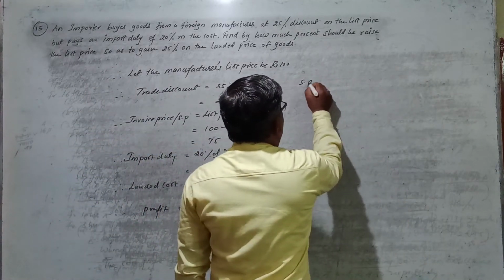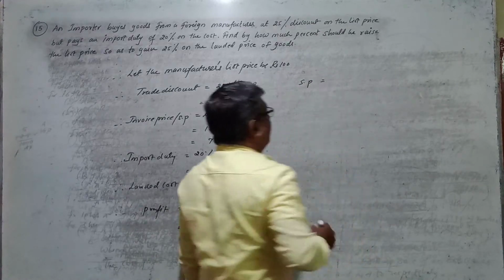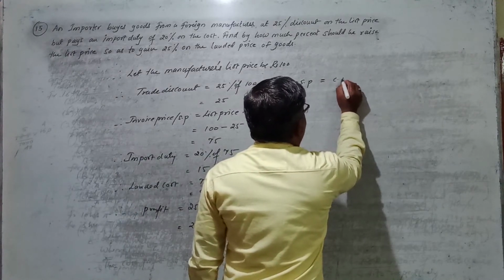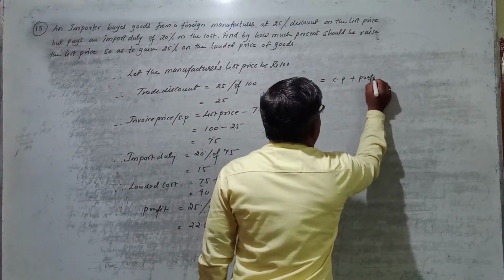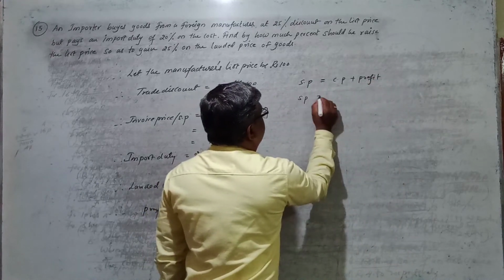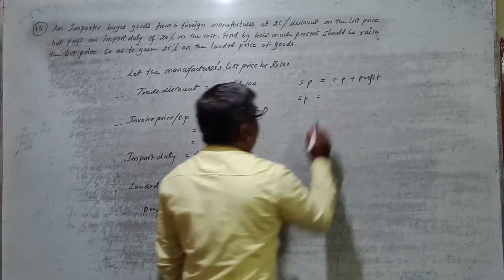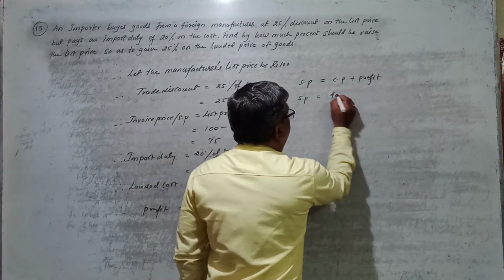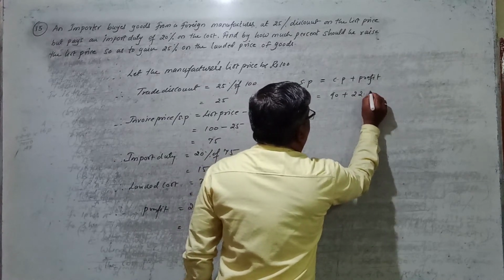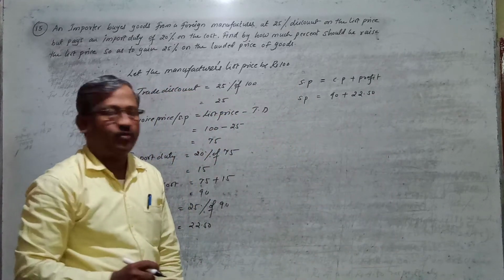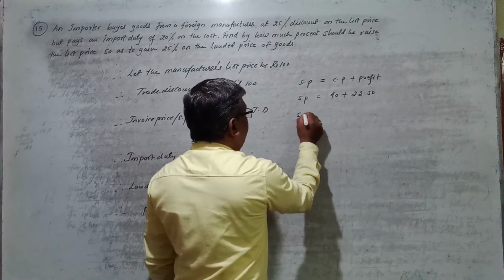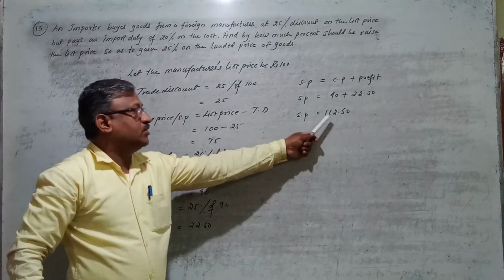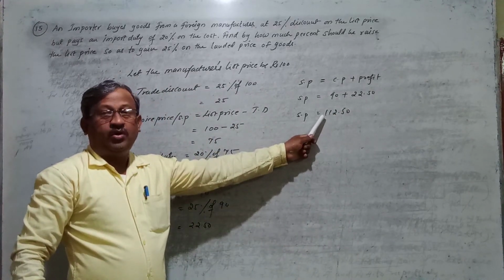Selling price of whom? Of the importer. So how to determine the selling price when there is a profit? To the cost price, we have to add the profit. So selling price is equal to cost price plus profit. Cost price in the sense landed cost. What is the landed cost? 90 rupees here, the imported cost, and on that he wants 22 rupees 50 paise profit. So add that profit, and we get the selling price as 112 rupees 50 paise. This is the importer's selling price.